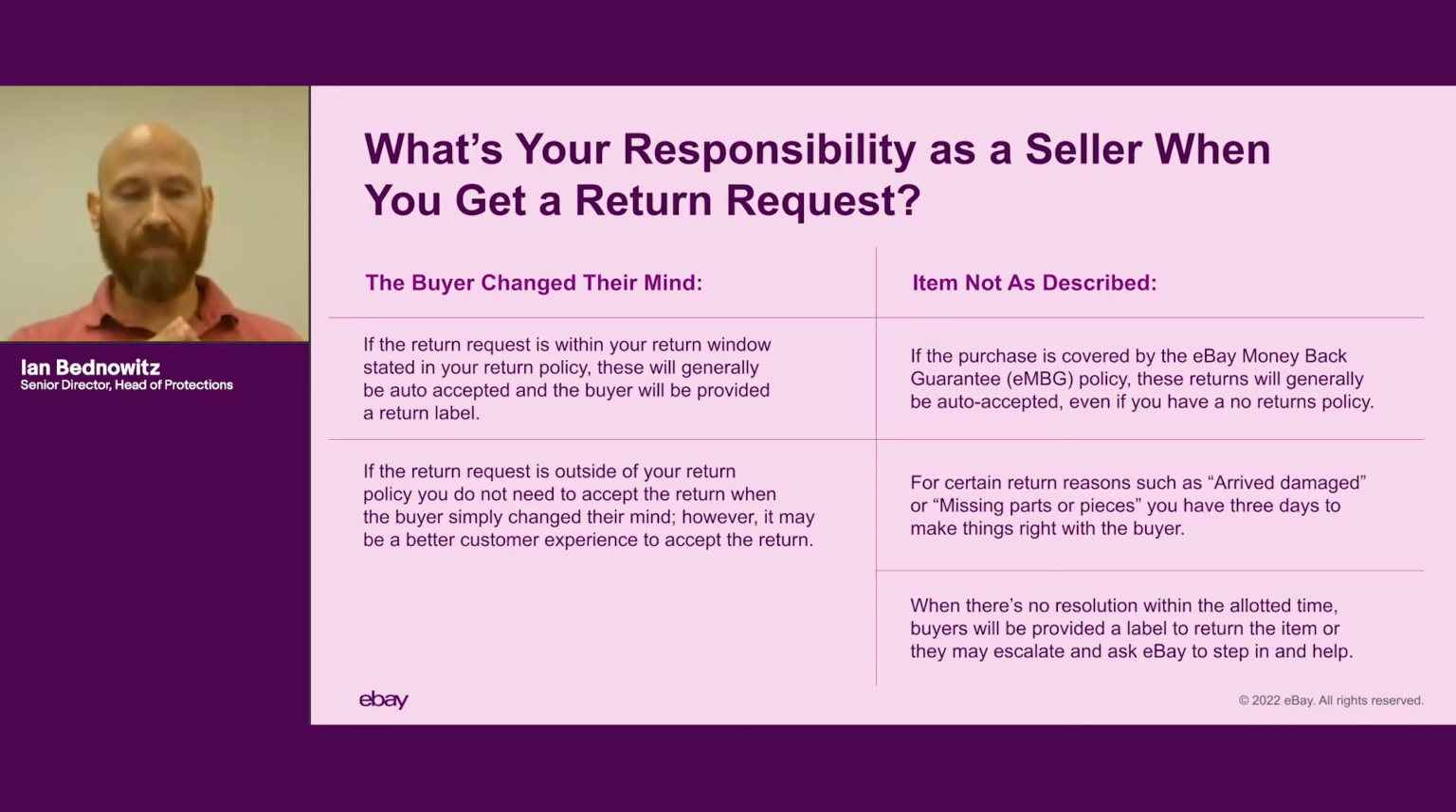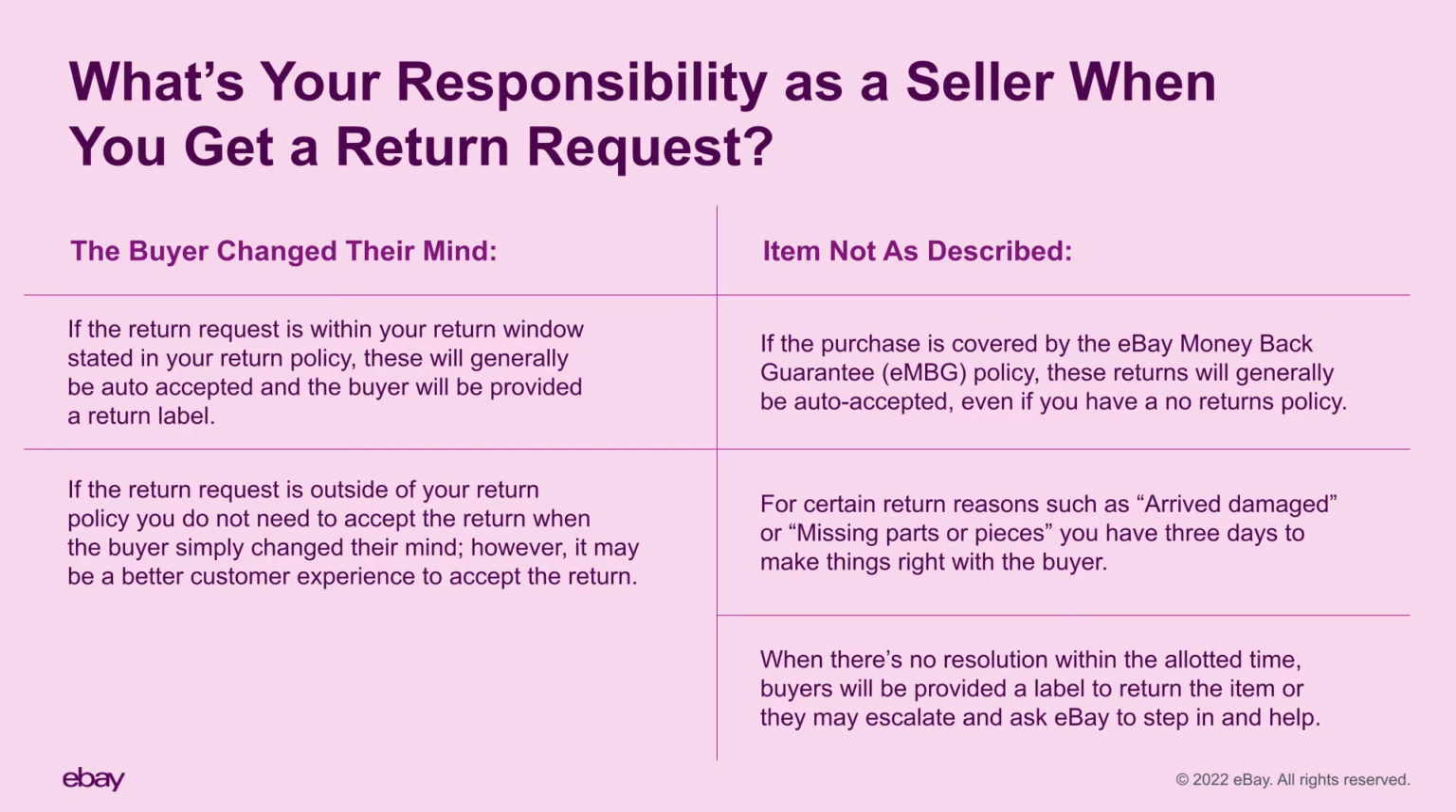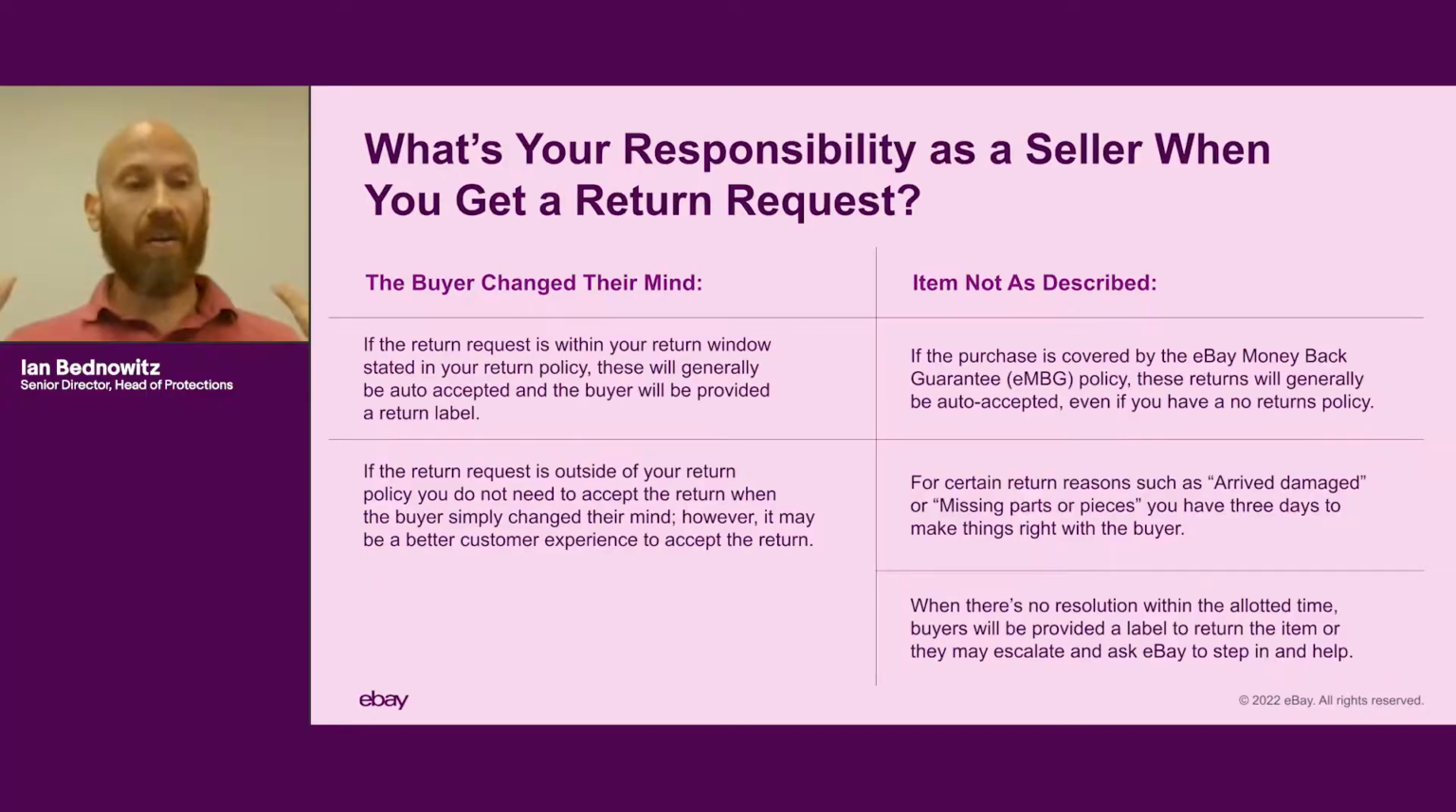Now, on the other side, we have the item not as described. For items that are covered by the eBay money back guarantee, which is the vast majority of items on your platform, when a buyer files a claim and says the item is not as described, we will generally auto accept that return, even if you say that you don't accept returns. That's about the left side, not the right side.